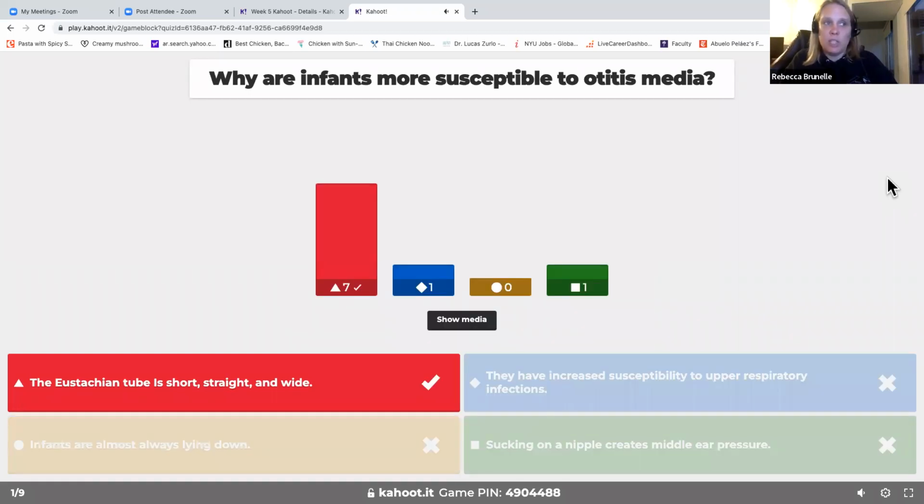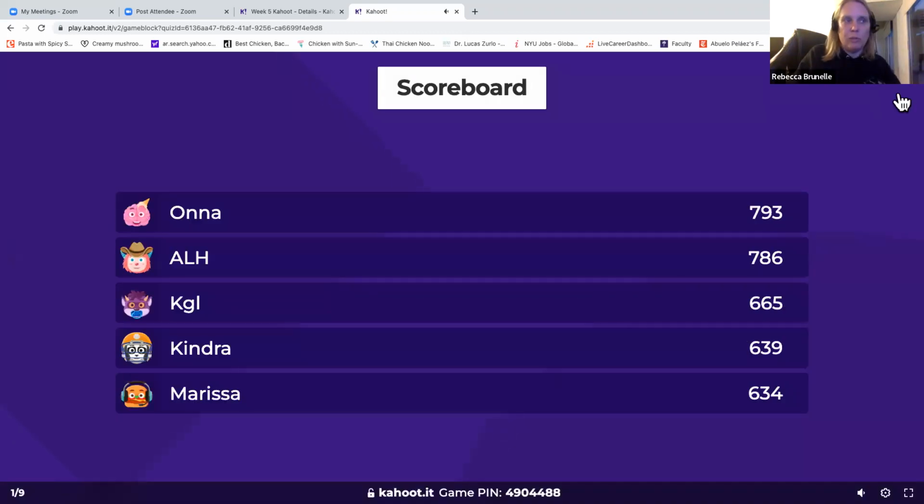Yeah, so a couple of the other options, in terms of them almost always lying down, and being more susceptible to upper respiratory infections because their immune system isn't quite the same as an older person's. But the main reason is that the eustachian tube is short, straight, and wide, so they don't really have the same ability to drain the fluid from their middle ear.